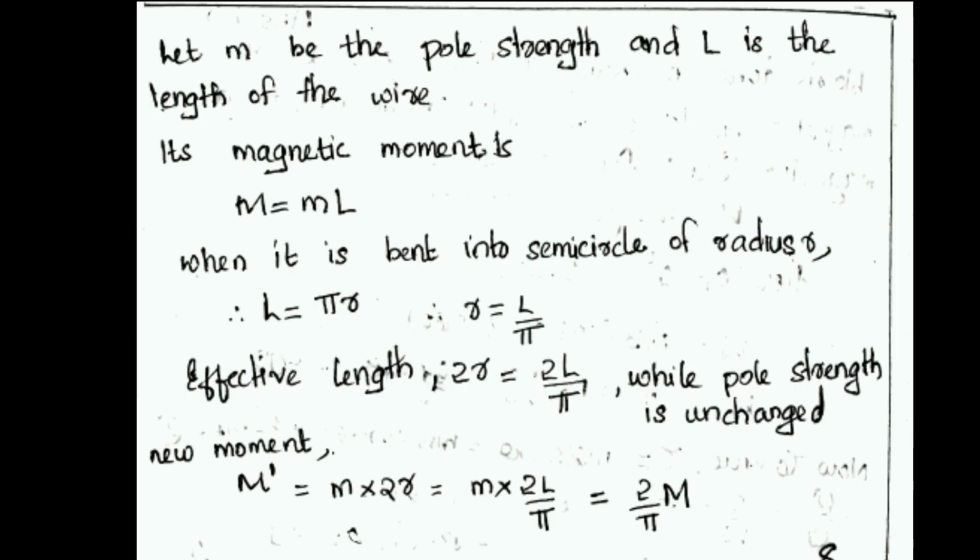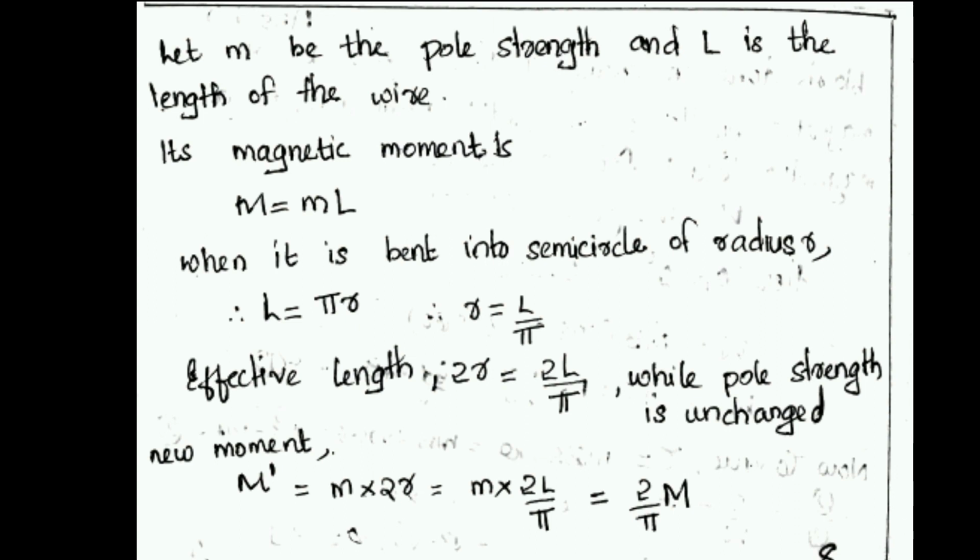Let m be the pole strength and L is the length of the wire. Magnetic moment is given as M equal to m into L. Now it is bent into a semicircle of radius R. Therefore, L becomes pi r. How? Because for a circle, its perimeter, that is the total length of a circle, becomes 2 pi r. For a semicircle, that means half of the circle, that is pi r. Therefore, L equal to pi r. From this, r equal to L by pi.